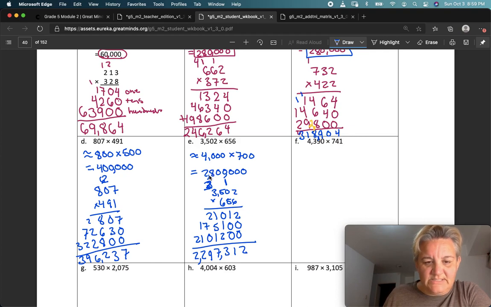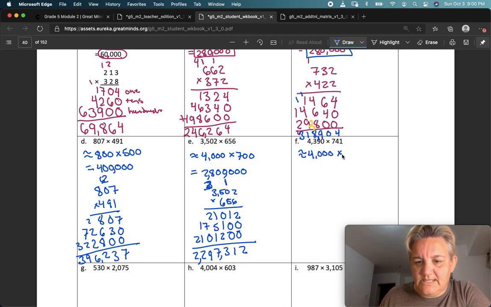My estimate was 2,800,000, and what I got was 2,297,312. I'm going to say that that's probably reasonable because this huge gap here with 500, right? That was a lot. Okay, next one. 4,000 times 700. Same answer again.